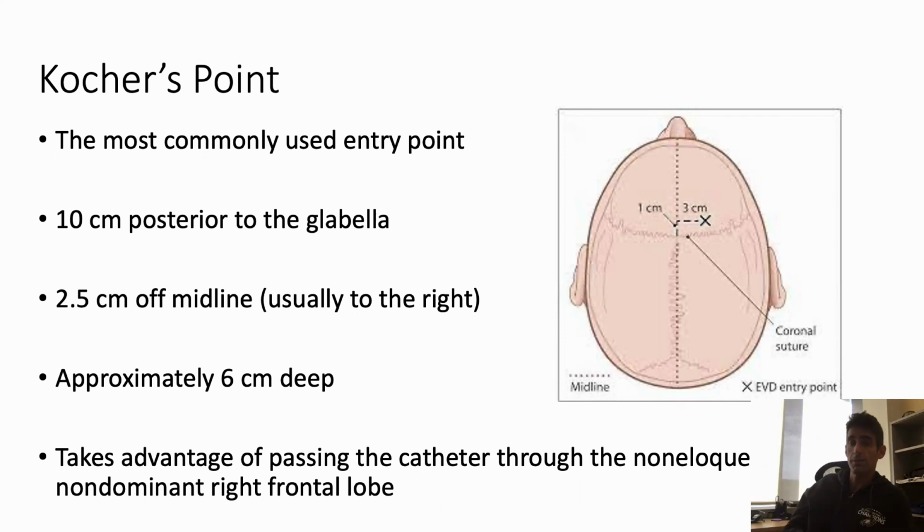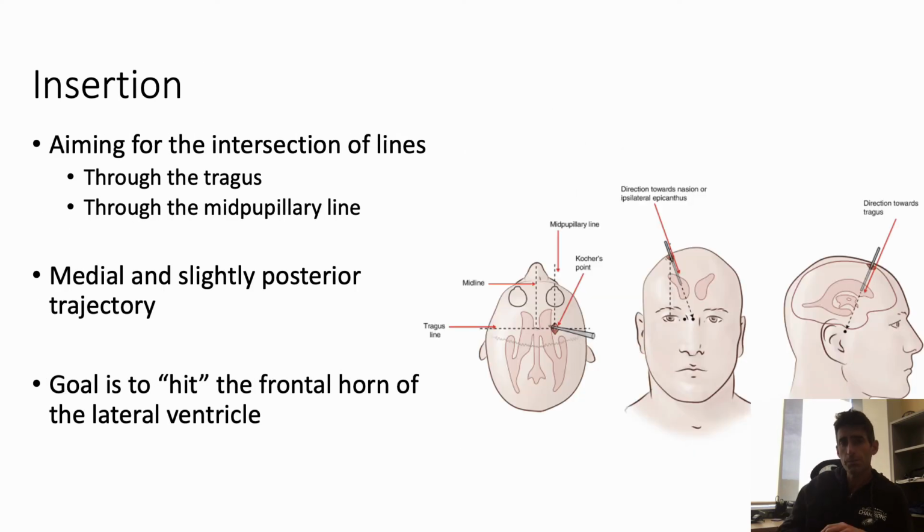We go to the right because your right frontal lobe is non-eloquent and non-dominant in the vast majority of people, and if there's a complication, God forbid, you're having that complication in non-eloquent brain. You advance the catheter about 6 centimeters. That's usually the distance to the right frontal horn.